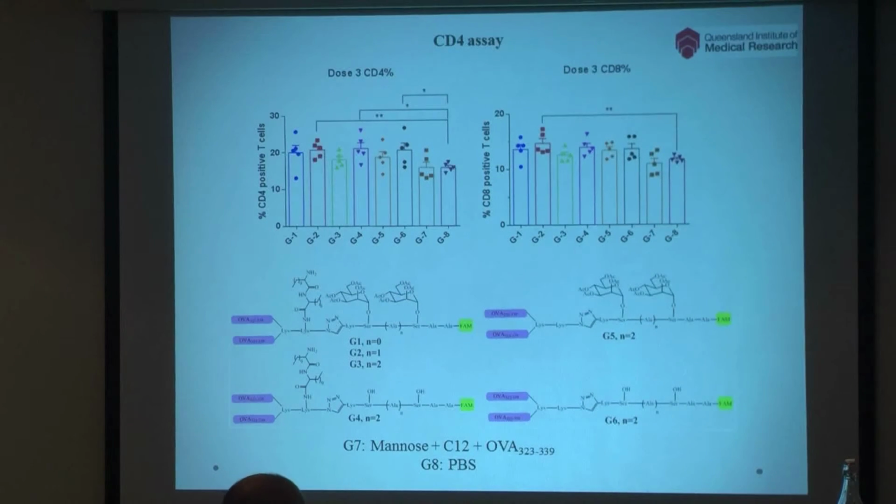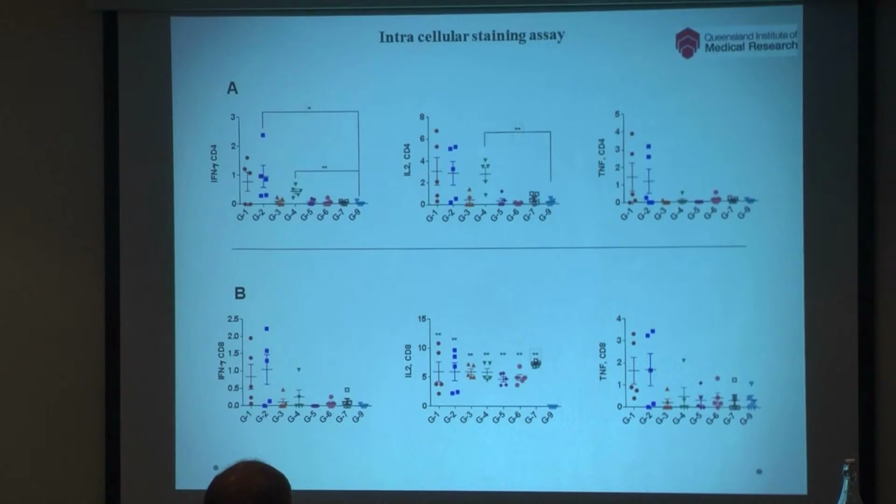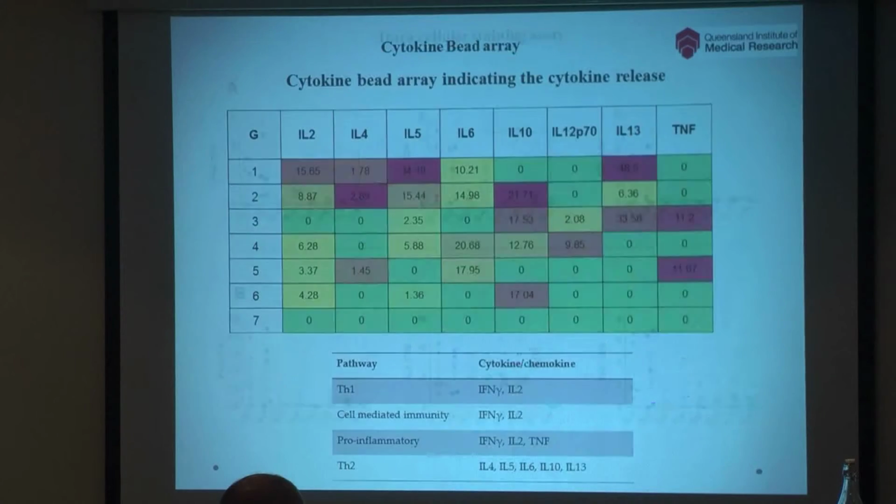So the proliferation of CD4 showed that construct 2 and construct 4 and also construct 6 had proliferation ability on the CD4, and for CD8 it was construct 2 as well. So we moved into an intracellular staining assay, and here you can see that construct 2 had some interferon gamma response, and construct 4 had IL2 response, and not much significance in the other constructs was observed.